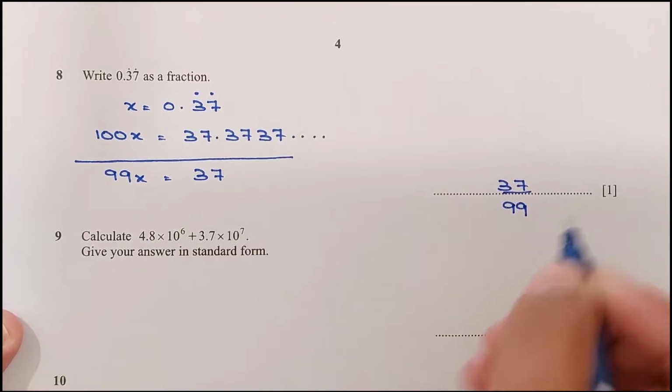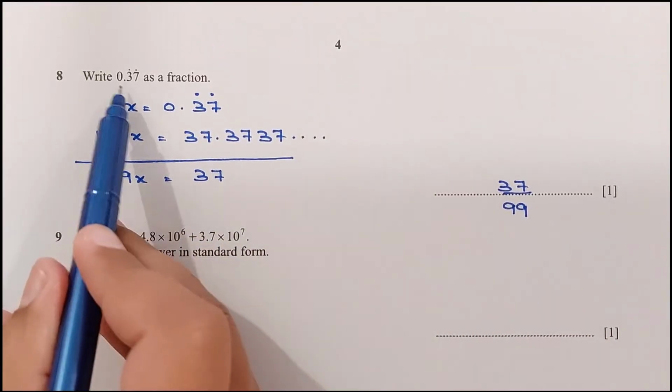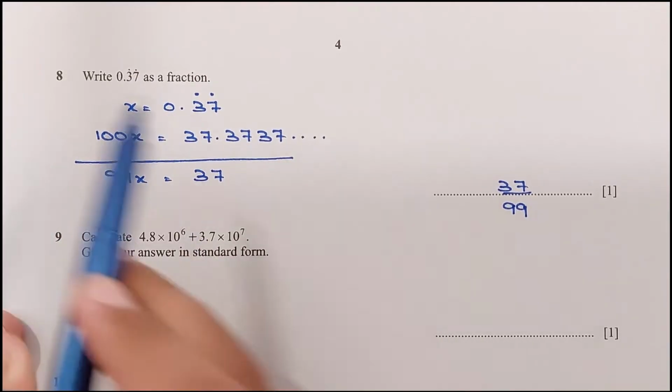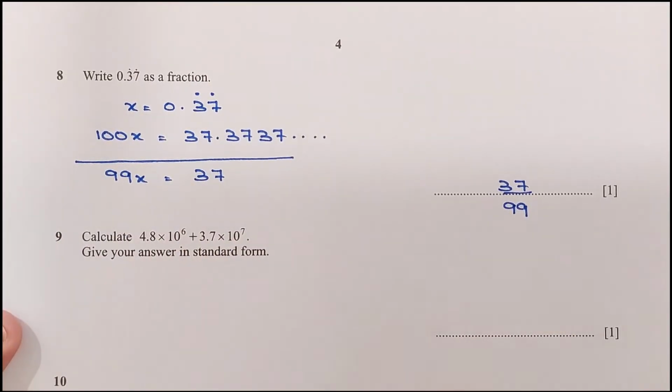Or you can write it directly as a fraction, that is 37 and there are 2 digits repeating, so divide by 99. If there are 3, we have to divide by 999.